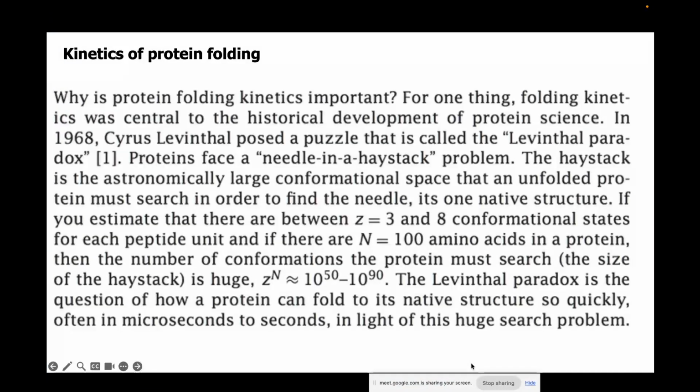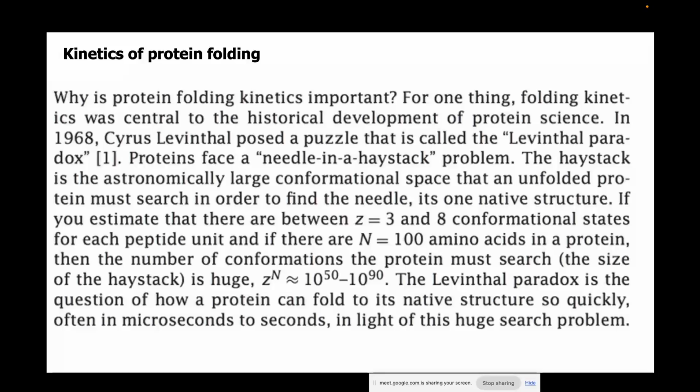Okay, so why is protein folding important? Because of folding kinetics. In the early 1960s, when protein secondary structures were getting discovered, protein folding was being talked about. Protein folding kinetics was central to the historical development of protein science.